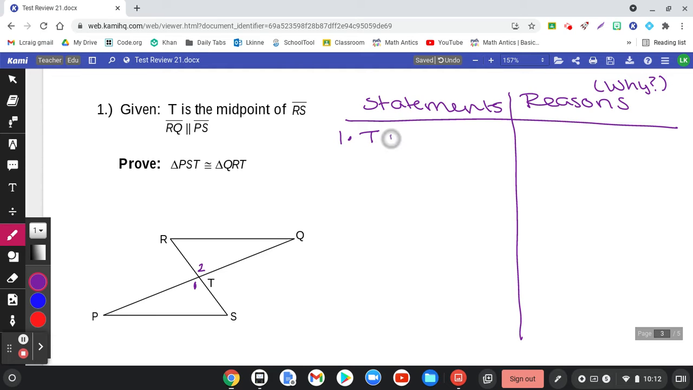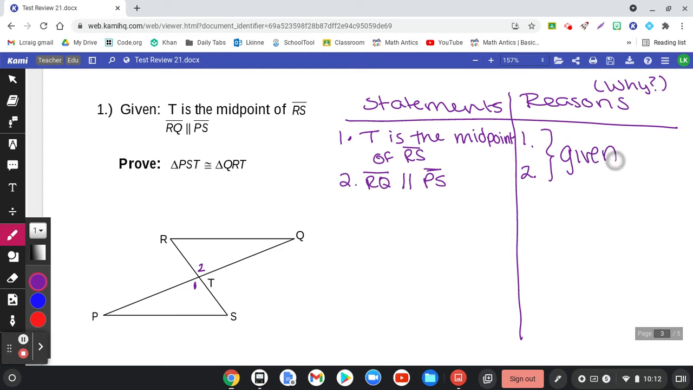Doesn't matter. So T is the midpoint of RS. All right, and RQ is parallel to PS. So our reasons for writing those were they were both given. Okay, so let's get started. T is the midpoint of RS. T is the midpoint of RS. So what does that mean? Look at your picture. T is cutting that in half. So RT is congruent to ST.